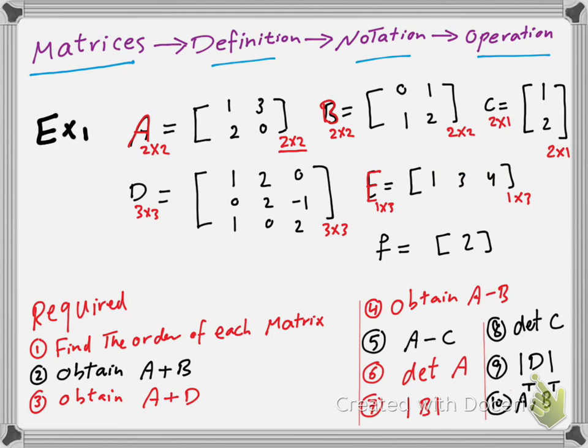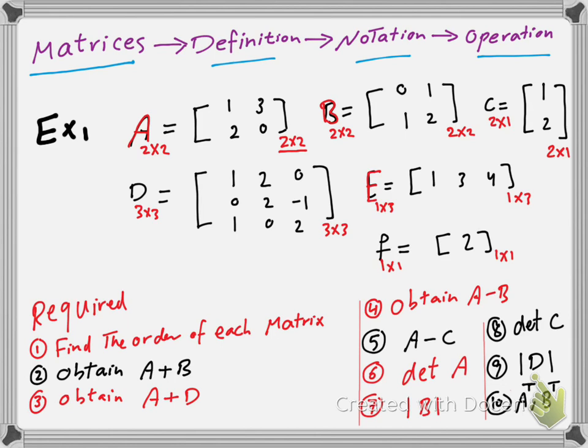Finally, let's compute the order of matrix F. Here I have only 1 row, then 1 by, and only 1 column, then it will be of order 1 by 1. Anyway, to find the order, it's very easy, but remember, the first number refers to the number of rows, and the second one refers to the number of columns. And when you multiply them together, it will give you the number of elements inside the matrix.